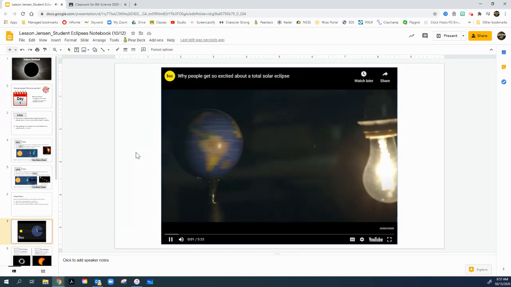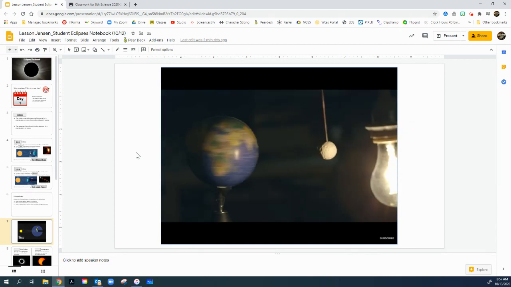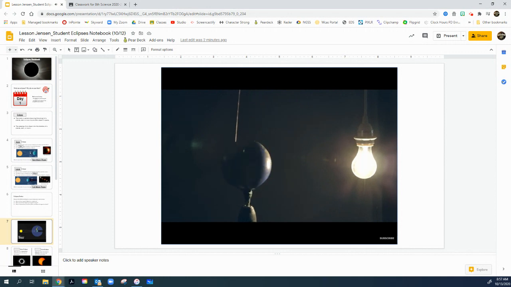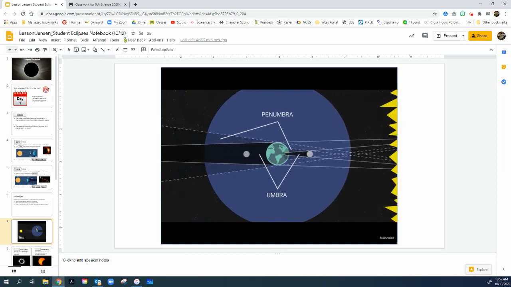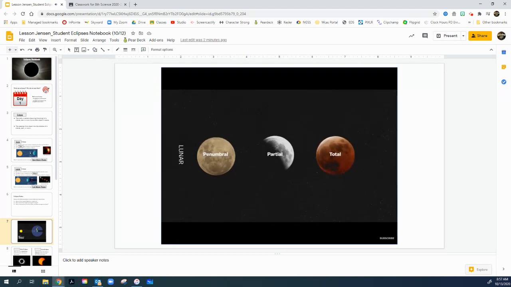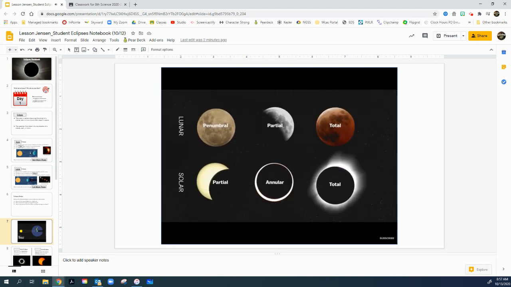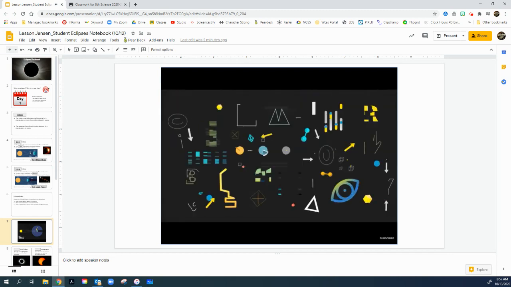A solar eclipse happens when the moon's shadow falls somewhere on the surface of Earth, and a lunar eclipse is the opposite, when the Earth's shadow falls on the moon. The two sections of the shadow, the dark umbra and the partially shaded penumbra, their placement determines which type of eclipse we can see from Earth. But not all eclipses are made equal. The most spectacular, the one for your bucket list, is a total eclipse of the sun.